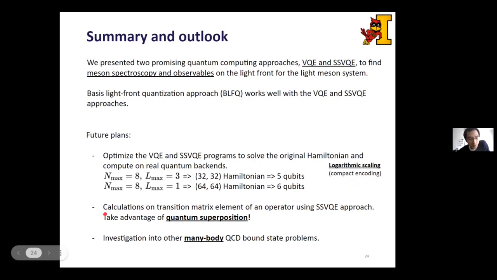And the other thing that we'll be interested in will be the calculation of transition matrix elements of an operator using the SSVQE approach. This will be unique since it's using a quantum superposition. And lastly, we're also looking into investigation of other many-body QCD bound state problems in the future. Thank you very much.